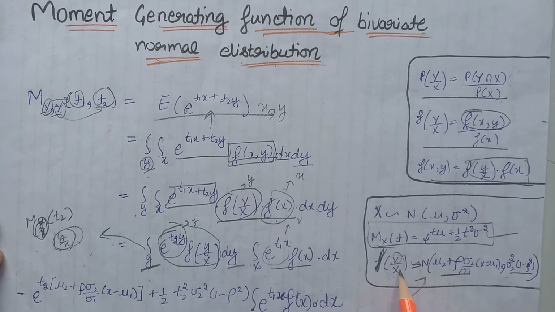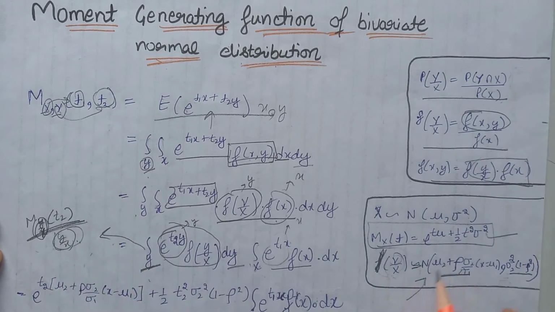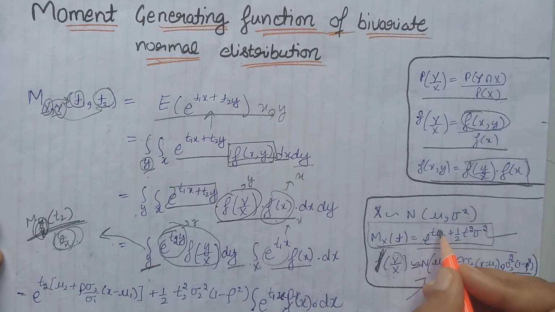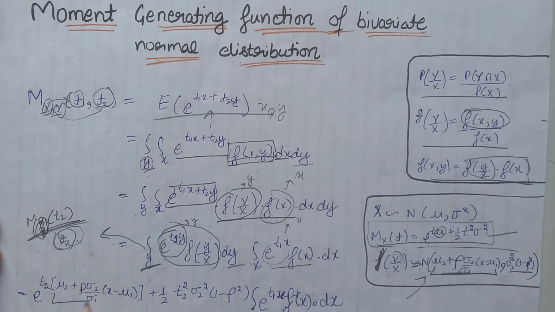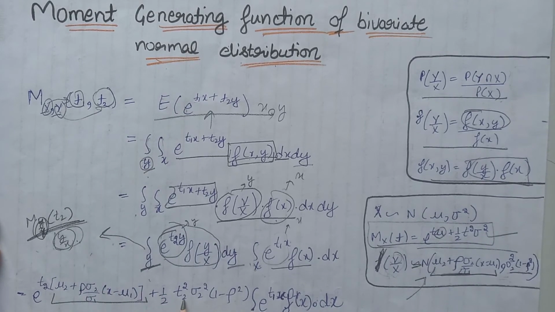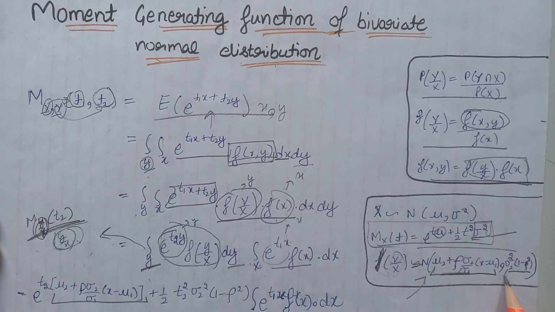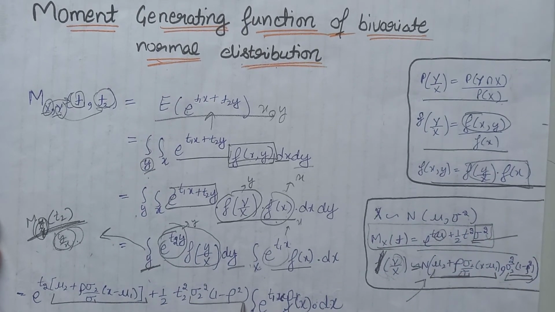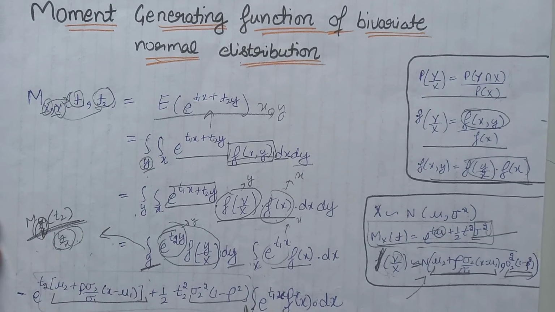And now we know that in the normal distribution we have this moment generating function, and now it also belongs to a normal distribution with this mean and this variance. That means we can write its moment generating function, which is equal to this one. Just in place of mu we have to write this term, plus half t2 square, and in place of sigma square we have to write this term. So this is the moment generating function of this variable, y divided by x.